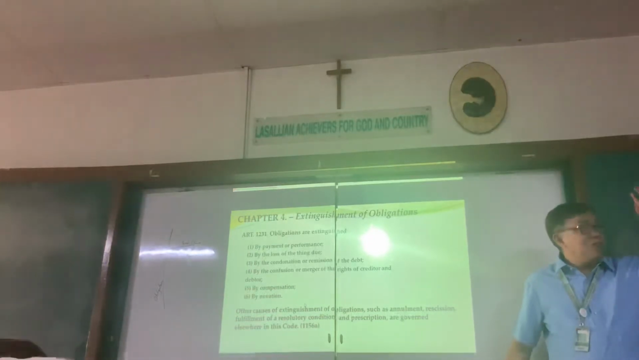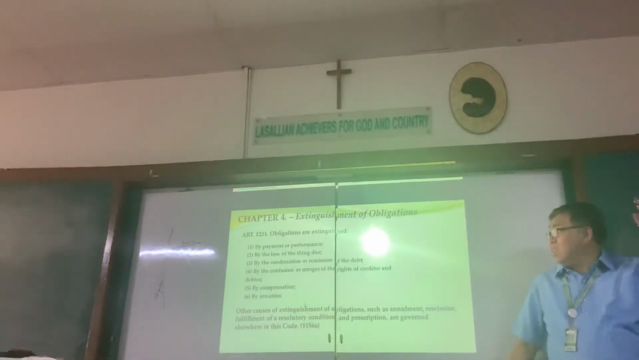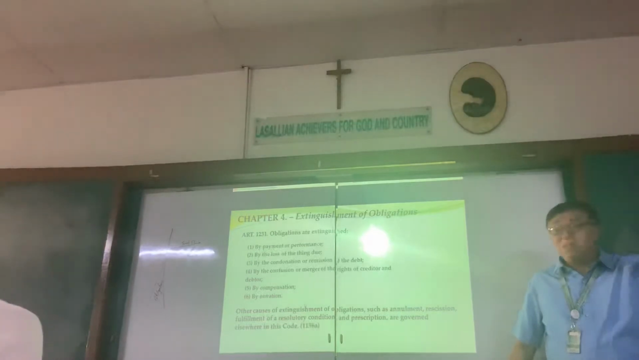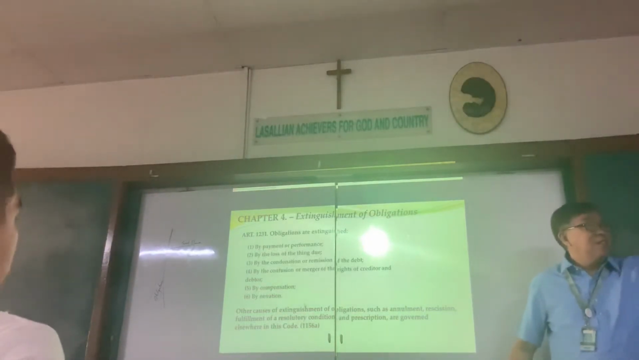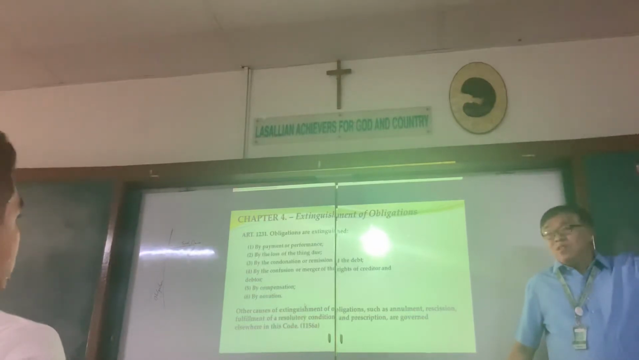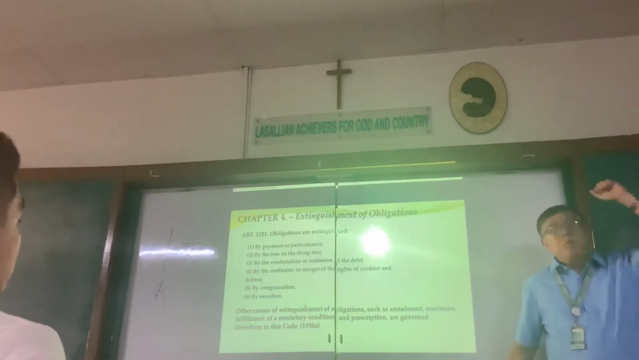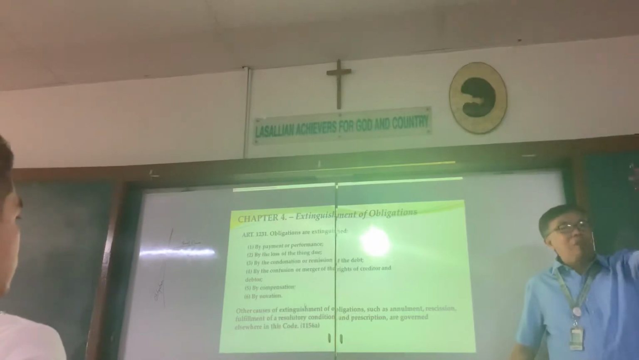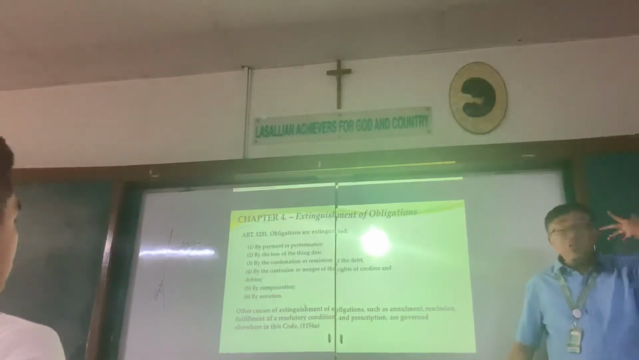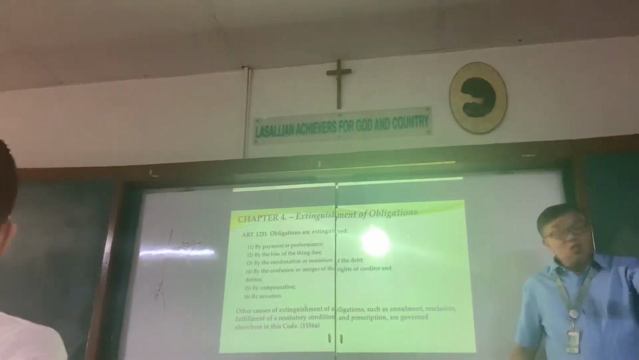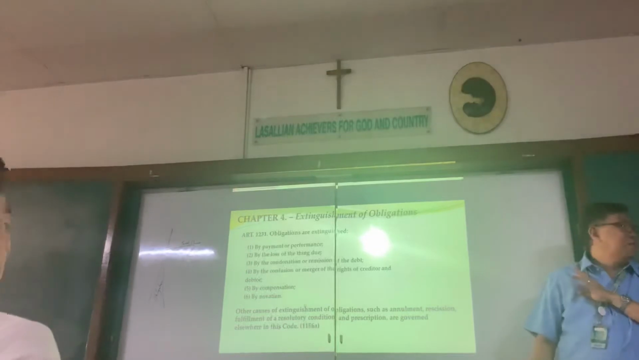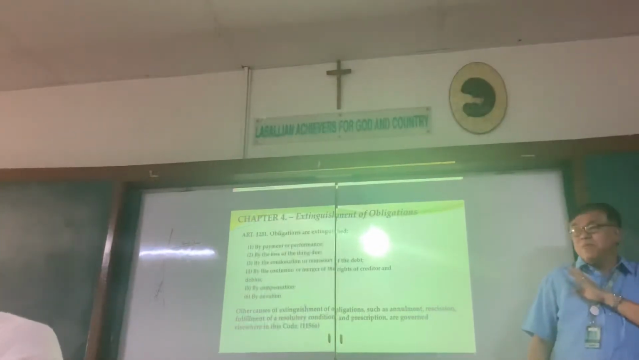And then, the apat na should. Anong apat na should? The condonation or remission, confusion, compensation, novation. So, if you're asked to enumerate: payment, loss of the thing due, apat na should. For you to remember it easily: compensation, confusion, condonation, and then novation. Followed?